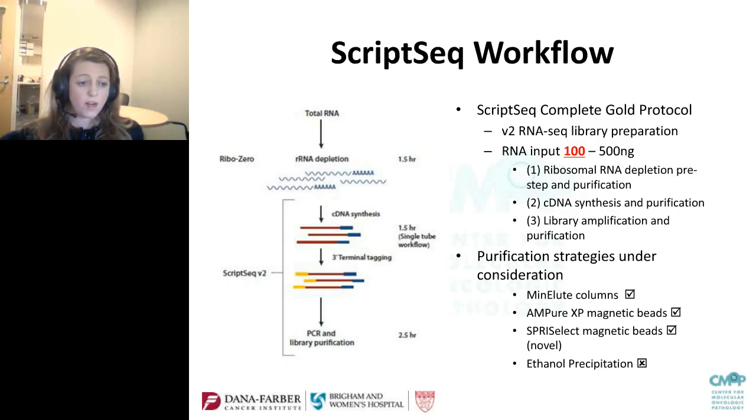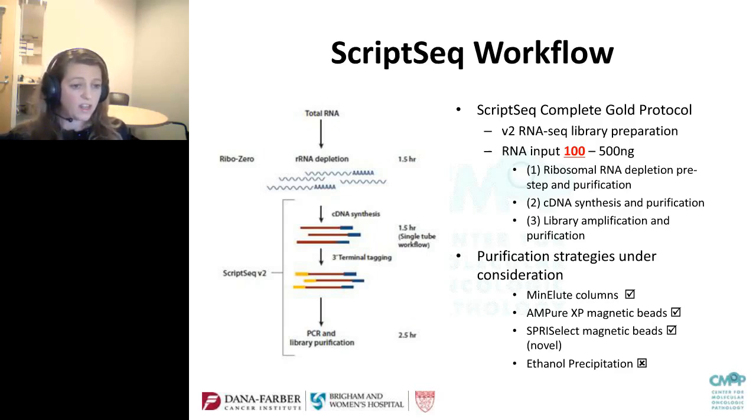There's a ribosomal RNA depletion pre-step and purification of the sample, which is followed by a cDNA synthesis and a round of purification. And then thirdly, we have the library amplification and purification. As you can see, it's a relatively straightforward workflow and can typically be handled in a single day. This is a big advantage of this method relative to quite a number of other methods that exist: it can be done in one day, and there's basically 3 steps.